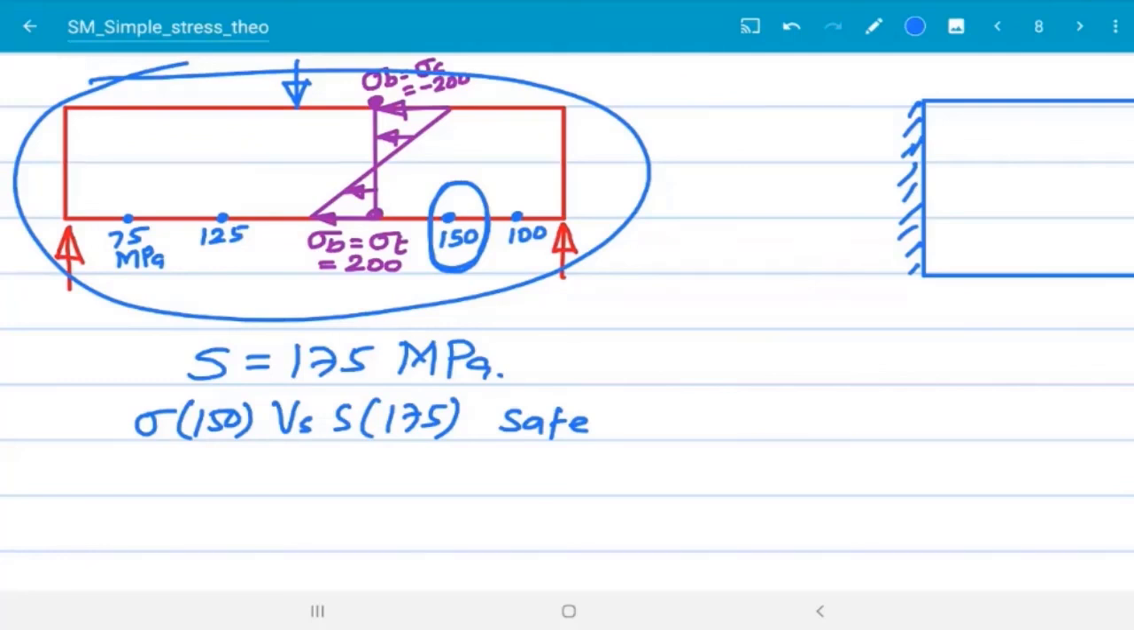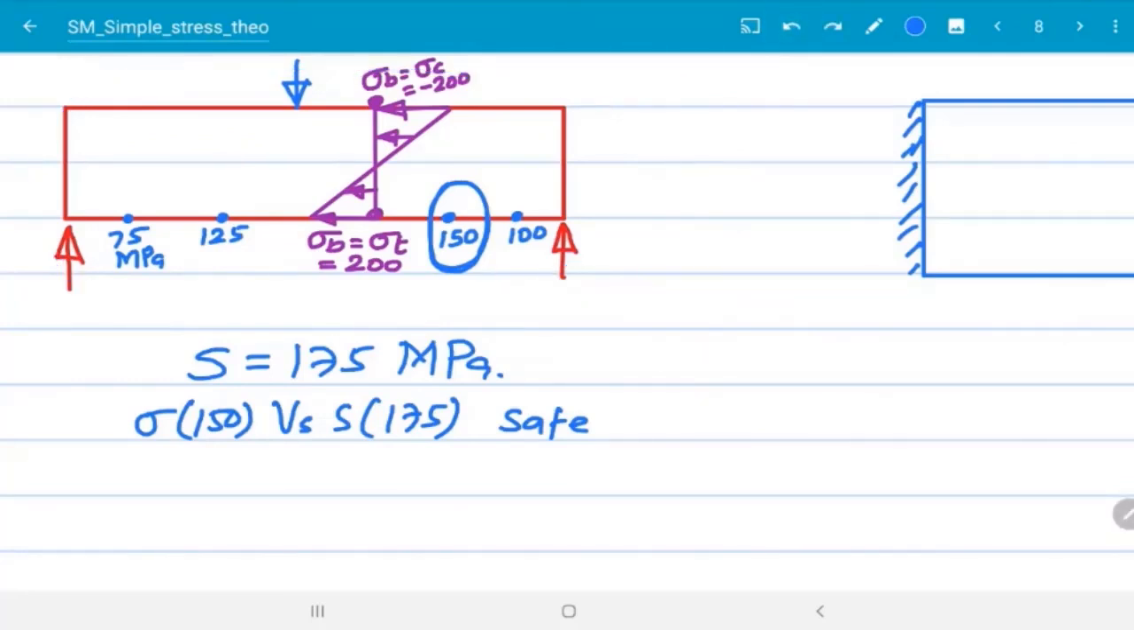Fail. Where will it fail? At 200. Here it will fail, right? So it is your mistake, while communicating the stress value to the manager. You have to communicate the maximum value only, compulsorily.